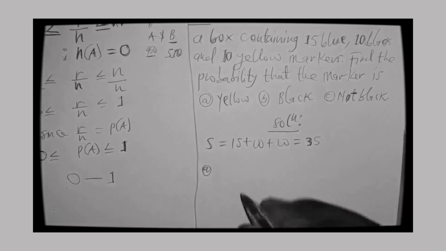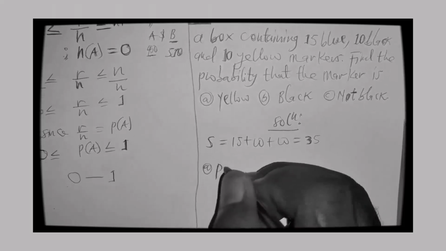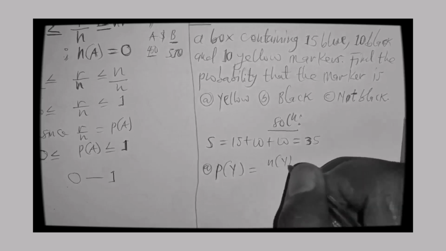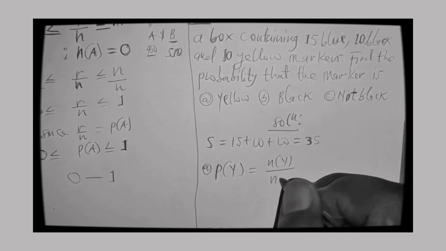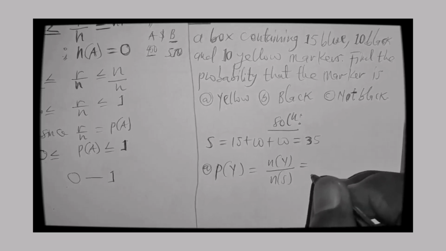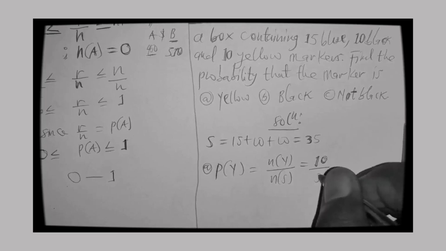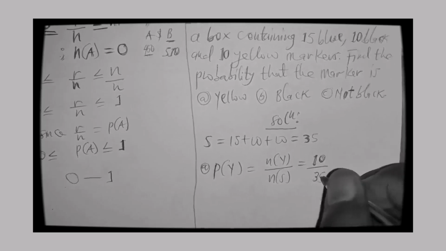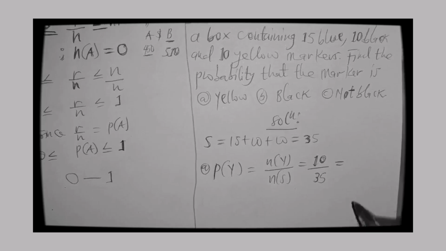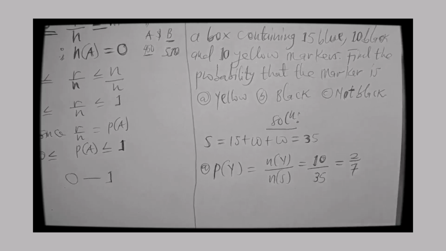Requirement A: find the probability that the marker drawn is yellow. The probability of yellow will be equal to the number of yellow markers in the box divided by the total markers, which is the sample space. The yellow markers were 10, so 10 divided by 35. 10 out of 35 gives you 2 out of 7, and you are good to go.